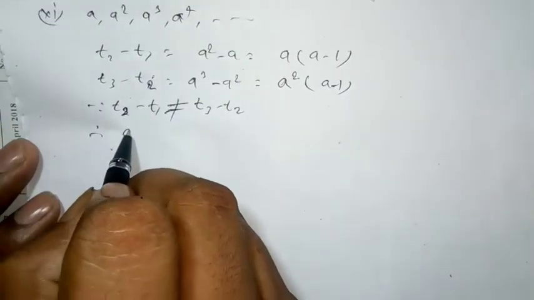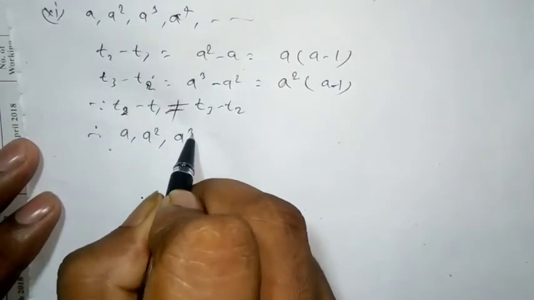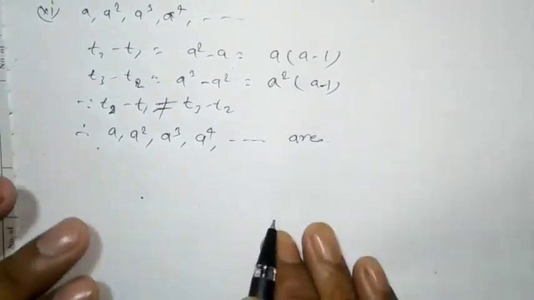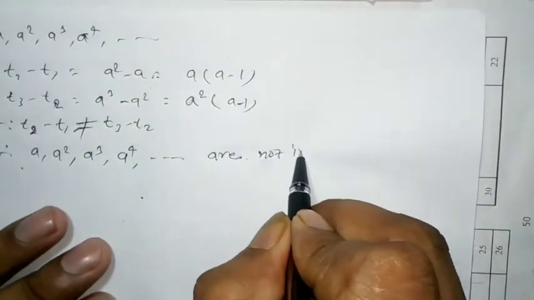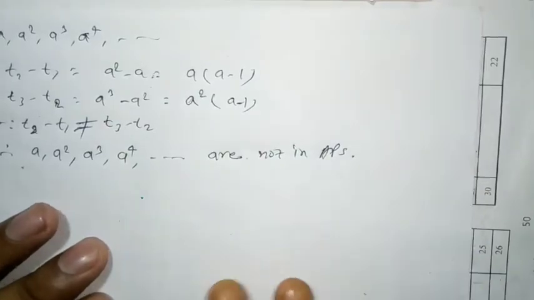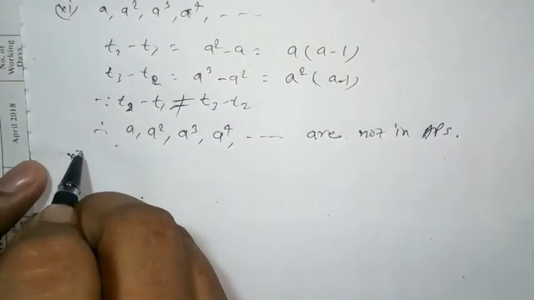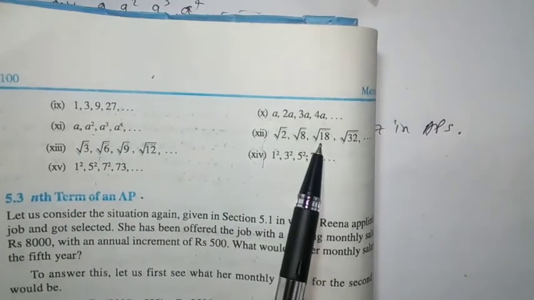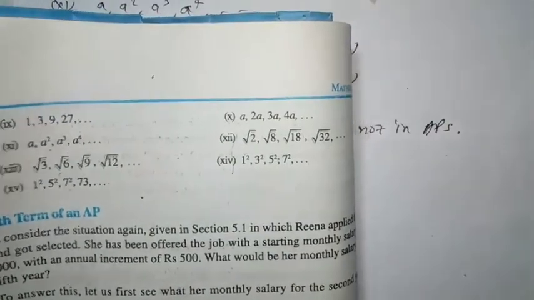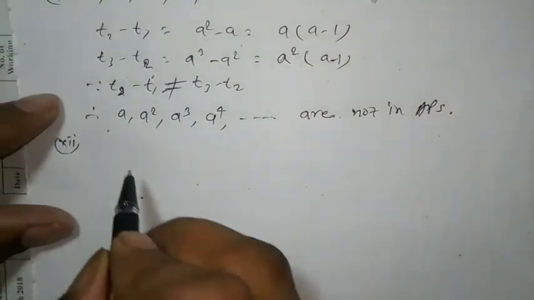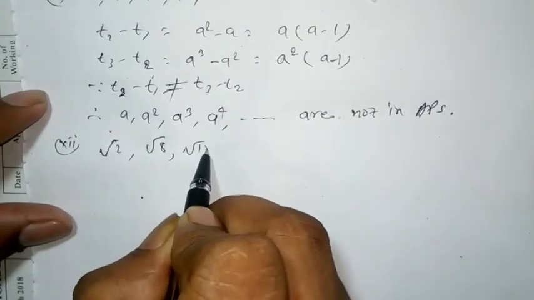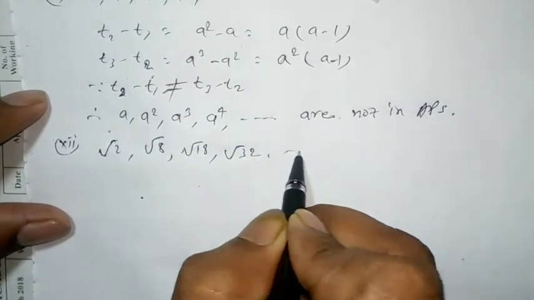Therefore a square, a to the power 3, a to the power 4, dot dot dot are not in AP. Question number 12. Root under 2, root under 8, root under 18, root under 32.